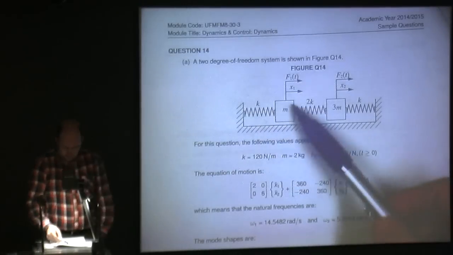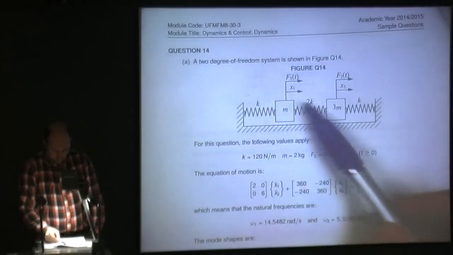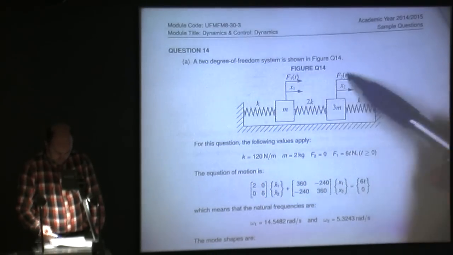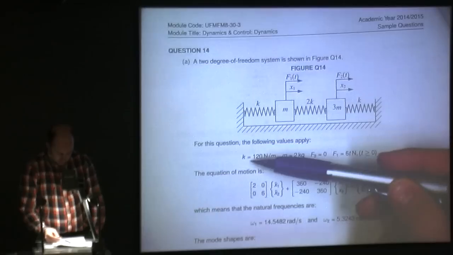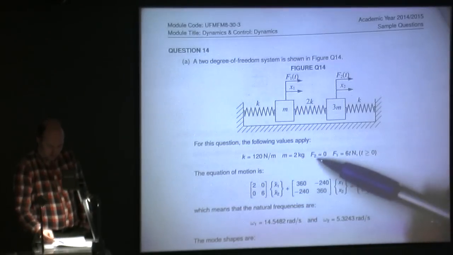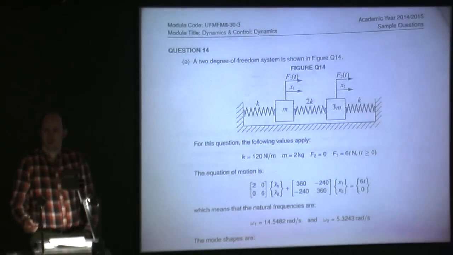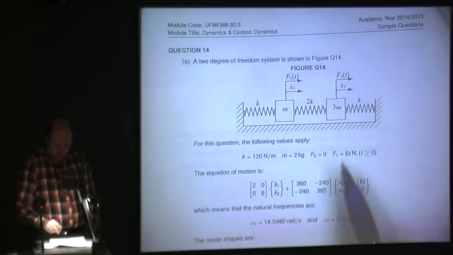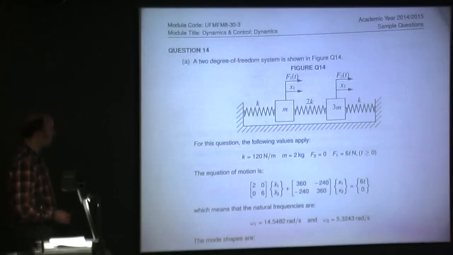We've got m and 3m here, we've got k, 2k and k, and we've got our x1 and x2 and f1 and f2. I've given you the spring stiffness and the mass, and the forces being applied, because modal analysis is very useful if you've got a forced multi-degree of freedom system. F2 is 0 and f1 is 6t, so it's a linearly increasing force with time.